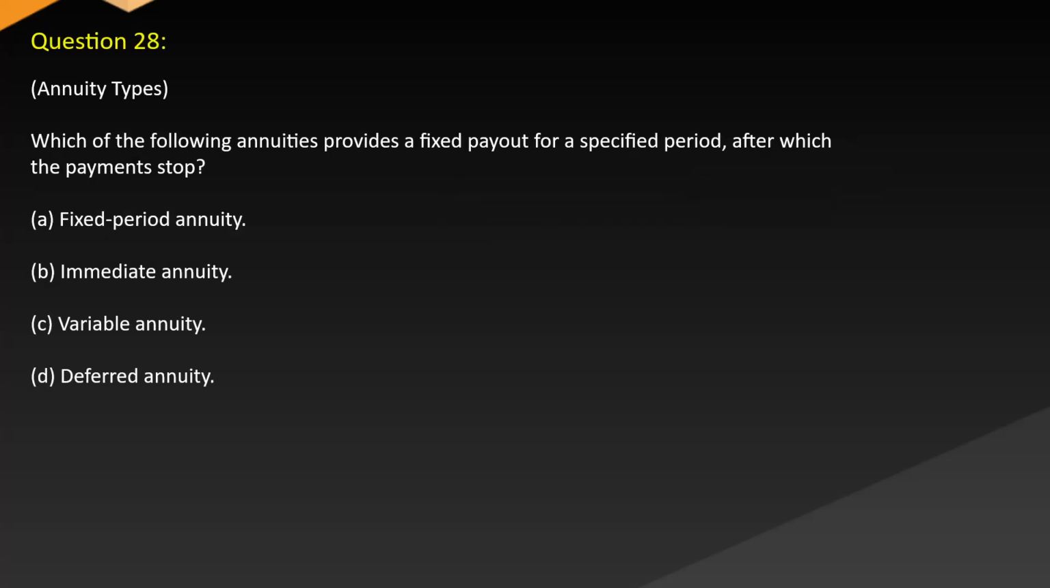Question 20. Annuity types. Which of the following annuities provides a fixed payout for a specified period and after which the payments stop? A. Fixed period annuity. B. Immediate annuity. C. Variable annuity. D. Deferred annuity.